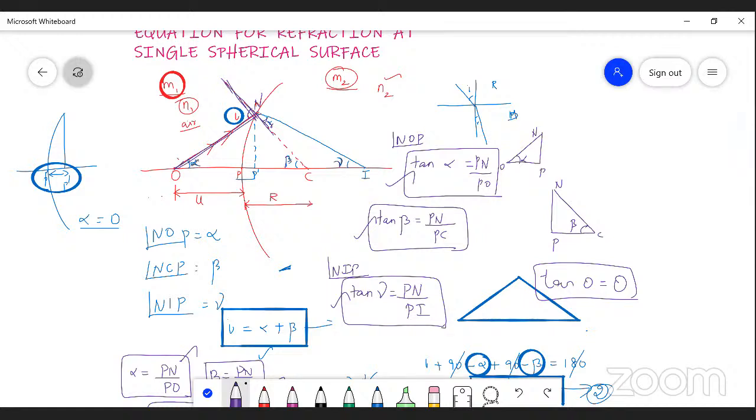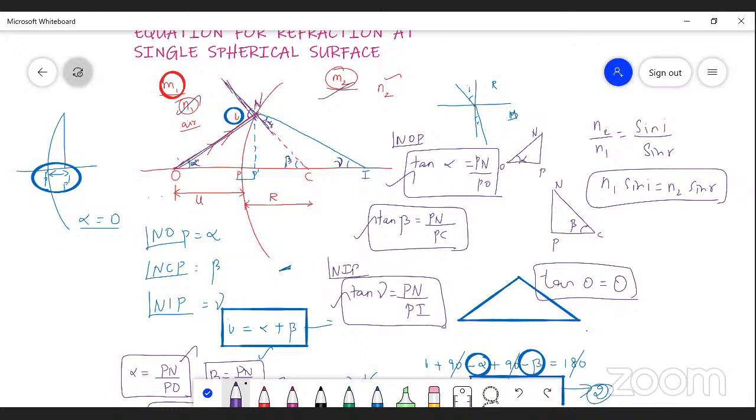First of all, Snell's law. What does Snell's law say? For the second medium with respect to the first medium, n2 divided by n1 is equal to sin i divided by sin r. So n1 sin i equals n2 sin r. n1 is the refractive index of the first medium, and n2 is the refractive index of the second medium.